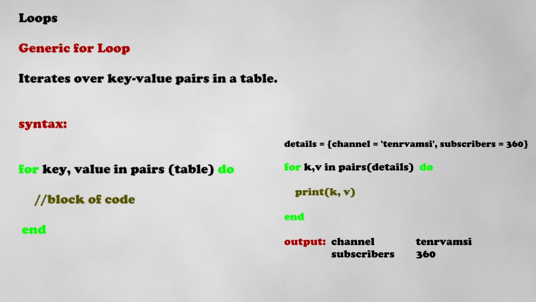details equals channel equals 10 Ramsey, subscribers equals 360. See here, details is our table. Channel and subscribers are our keys. 10 Ramsey and 360 are the values of our keys. Let's perform a loop operation on this. For k, v in pairs, details, do. Print k, v. End. If you see the output, it prints our details.